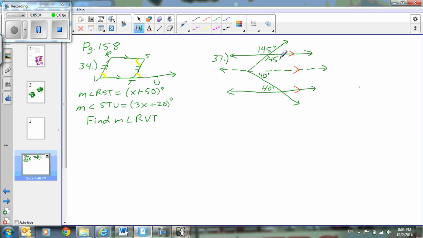Okay. And now let's take a look at this pair of parallel lines. We have parallel lines cut by a transversal, okay? And when parallel lines are cut by a transversal, remember that same side interior angles are supplementary, all right? So these two angles would be supplementary. If this is a 145-degree angle, this angle will be 35 degrees. Okay, because when parallel lines are cut by a transversal, same side interior angles are supplementary.